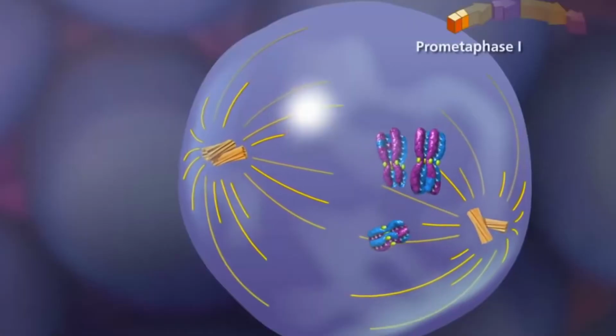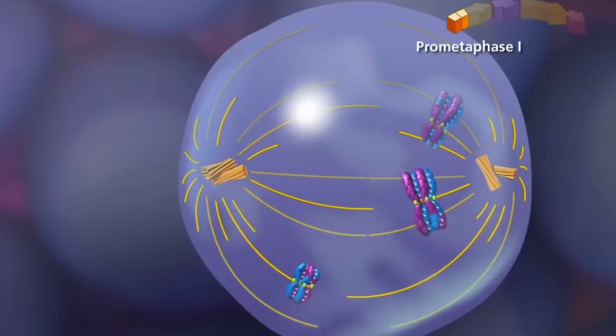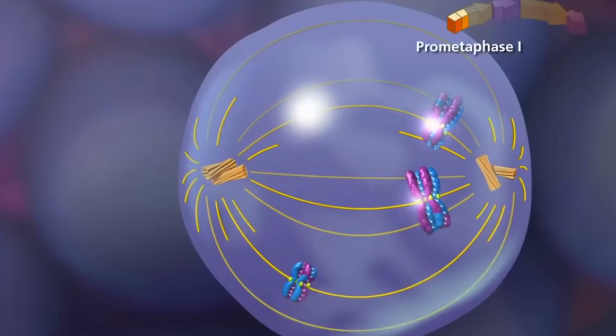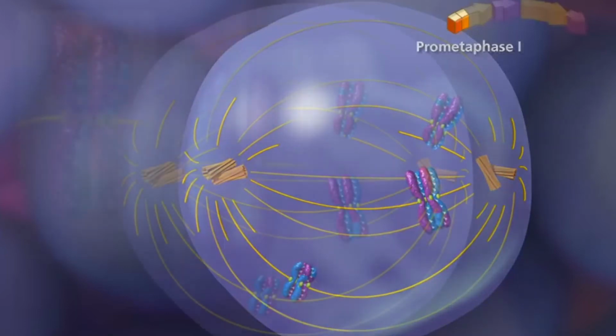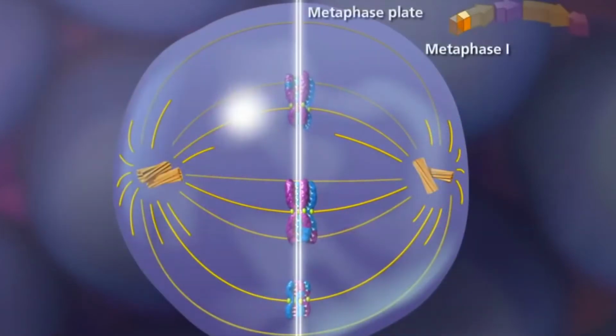As the cell transitions from prophase 1 to metaphase 1, the spindle fibers attach to the kinetochore in the centromere of the chromosomes, and the homologous chromosomes align at the equatorial plate of the cell.